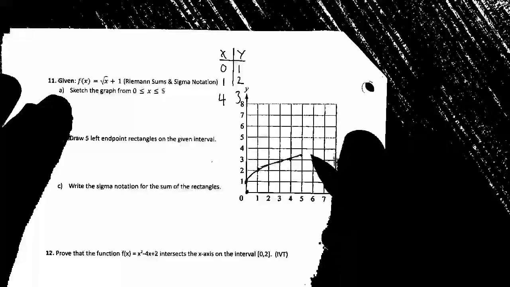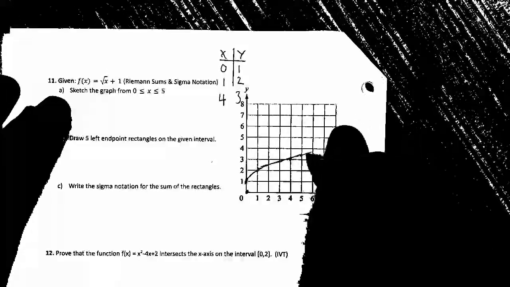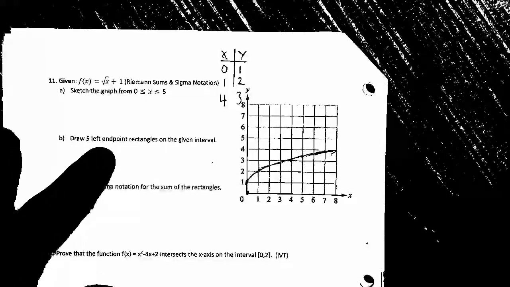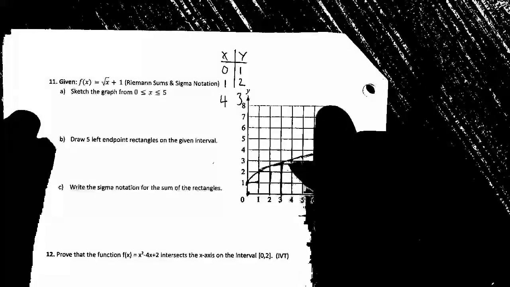So we start at 1, then we're going to go to 2, and then at 4, I'm at 3, so 5, we'll call it roughly there. So this is fine. Something like this. It's going to kind of continue like that. Okay. Draw 5 left endpoint rectangles in the given interval. So left endpoint would be starting at 0, going up to the function, right and down, up, right, down, and so on. Those are my 5 intervals.